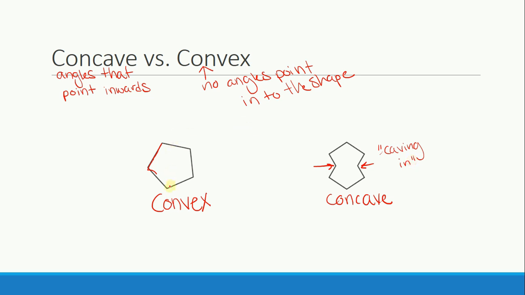Most of the time, however, we'll be looking at convex polygons just because they're more of a normal shape. We've seen them more naturally than a concave one.